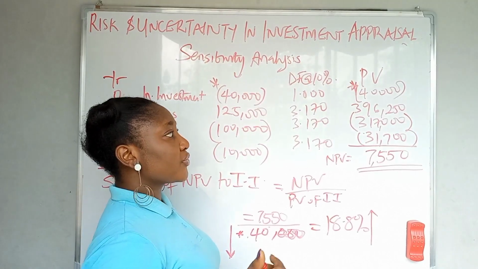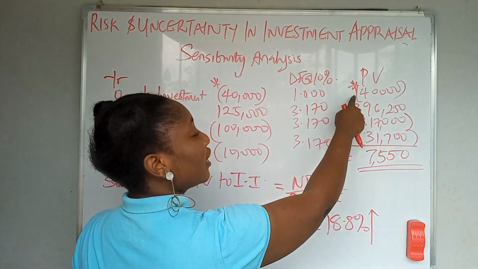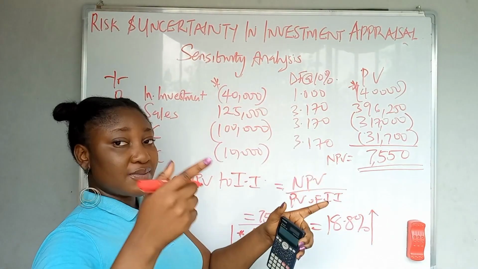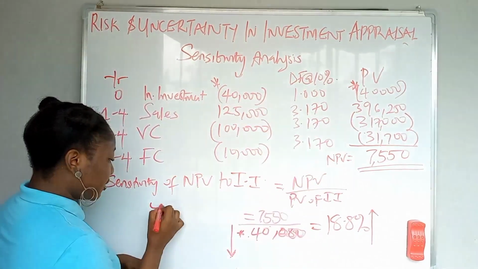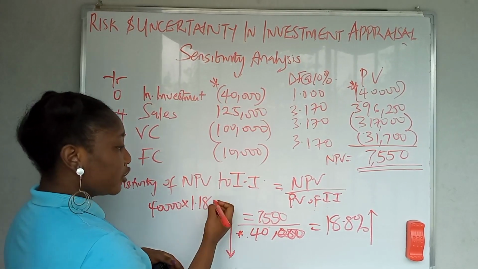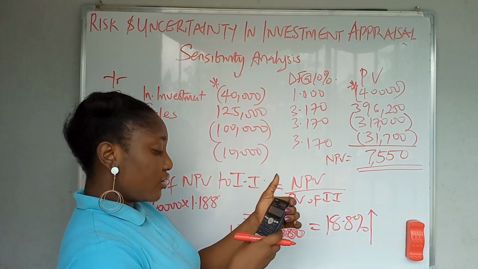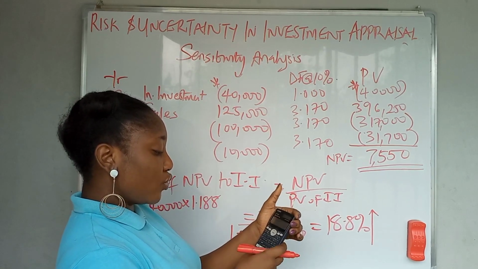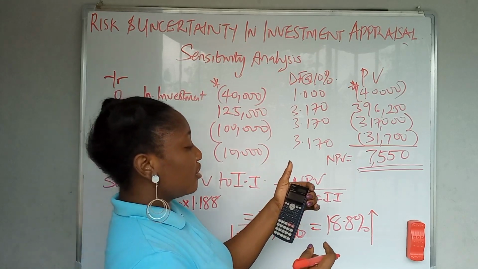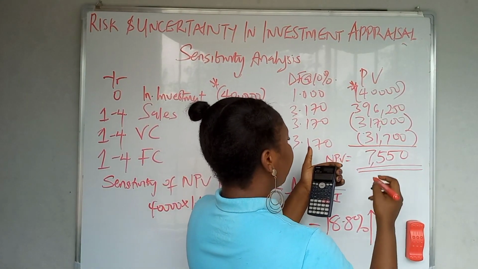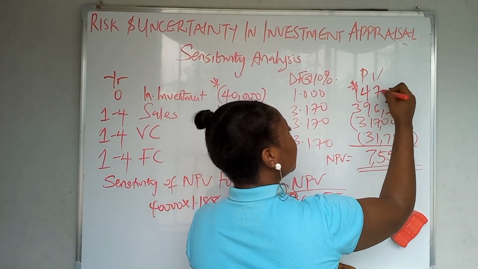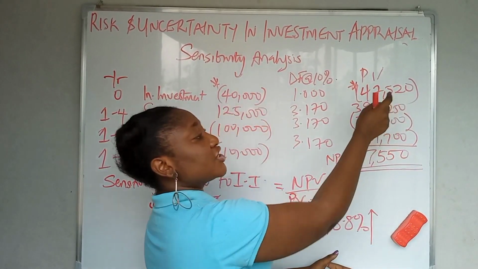Does it make sense? So if we try to increase this 40,000 by 18.8%, that would be 40,000 times 1.188, and that will give us 47,520. So let's put that here, 47,520. Let's say this was the initial investment.